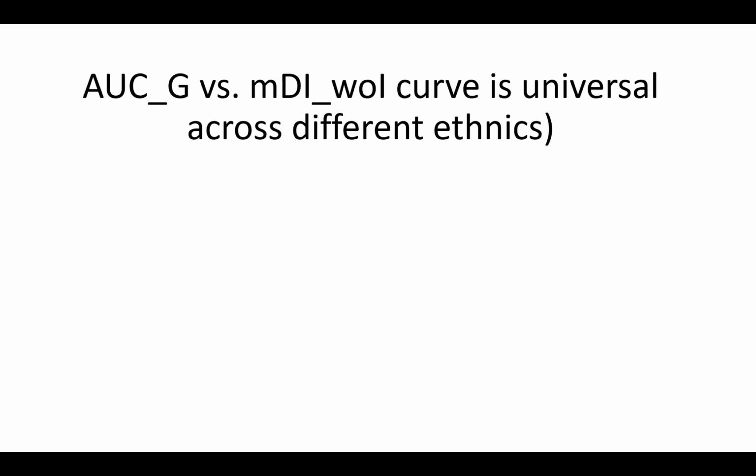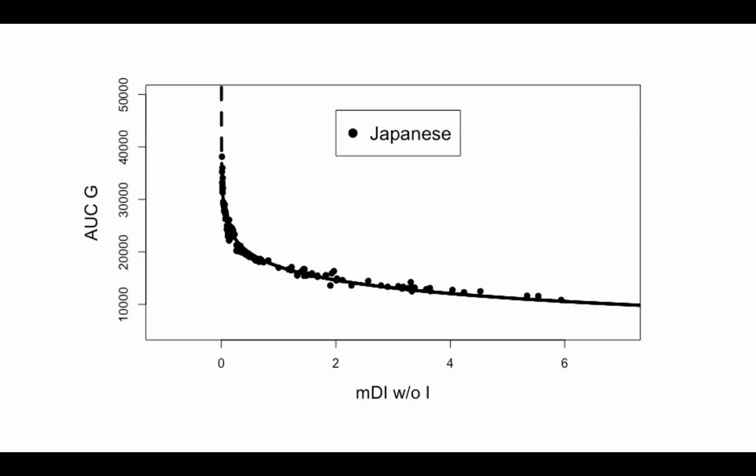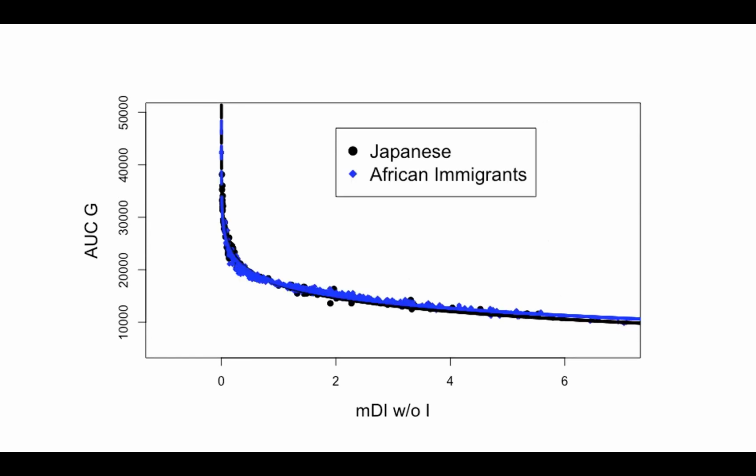Now look at the homogeneity of MDI. The AUC glucose or mean glucose versus MDI without insulin curve is universal across different ethnic groups. So this is Japanese. The X-axis is MDI without insulin, the Y-axis is mean glucose or AUC glucose. This is Japanese. This is the African immigrant. They overlap.